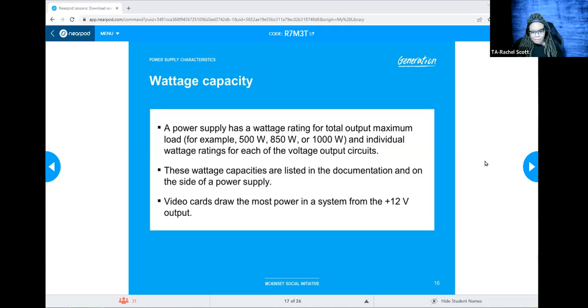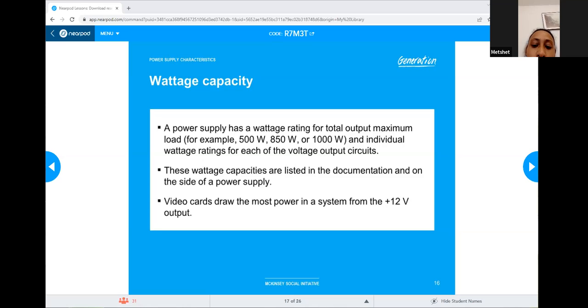Thank you. And can I have another volunteer for the second bullet point? Mitchet? Please. This wattage, is that the one I need to read? Yes. These wattage capacities are listed in the documentation and on the side of a power supply.